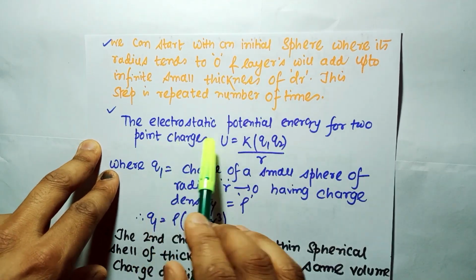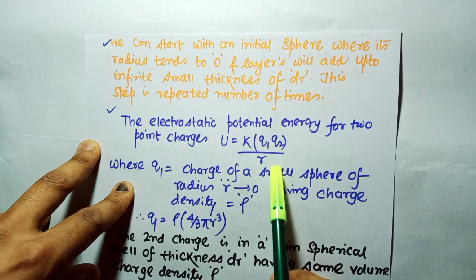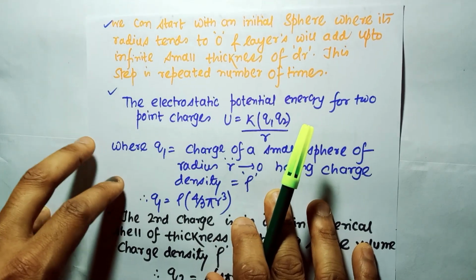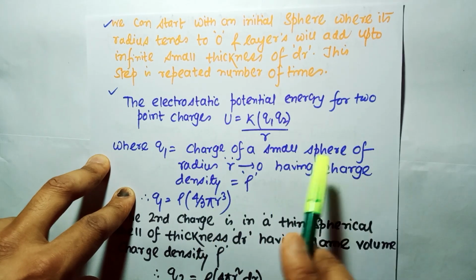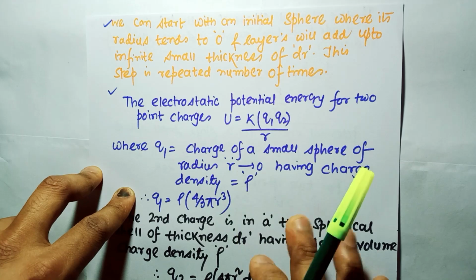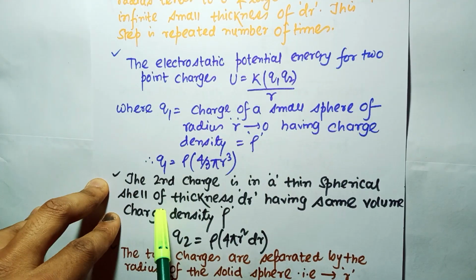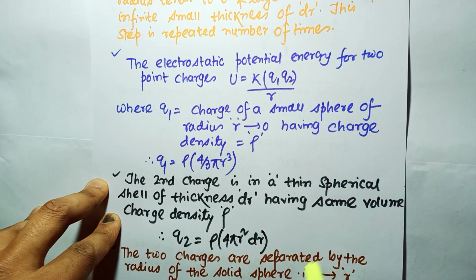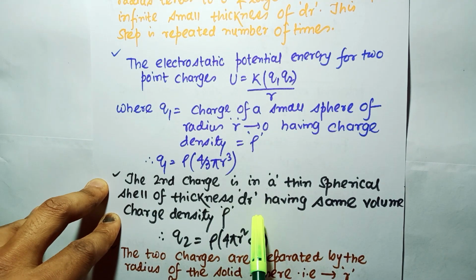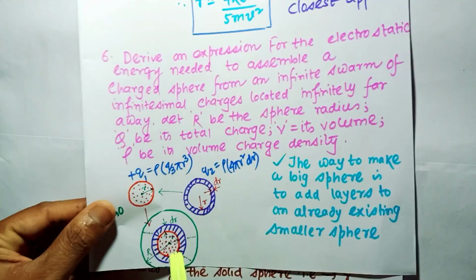The electrostatic potential energy for two point charges, as we all know, is U equal to K Q1 Q2 divided by r, where Q1 is the charge of a small sphere of radius r tending to 0, having charge density rho. So Q1 is equal to rho times 4 by 3 pi r cube. The second charge is in a thin spherical shell of thickness dr that I have already shown in the figure. You can see this is the thin spherical shell of thickness dr.